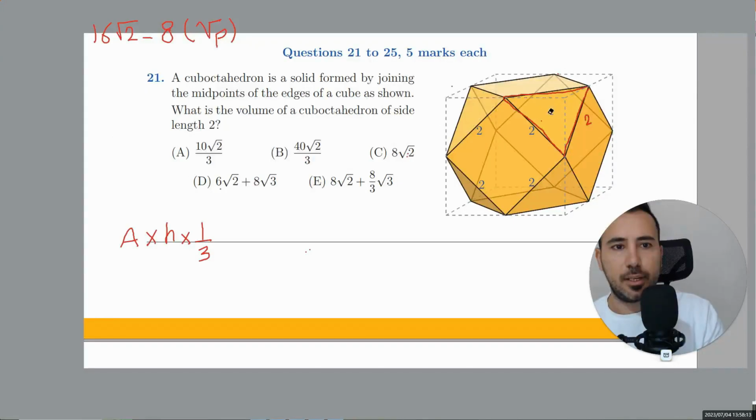So let's find the area first. The area of an equilateral triangle, I hope you have memorized the formula, is going to be square root of 3 over 4 times a squared. a would be the side. a would be this 2 over here. So it will be multiplied by 2 squared. This will cancel. So we have the area. This area is the square root of 3.